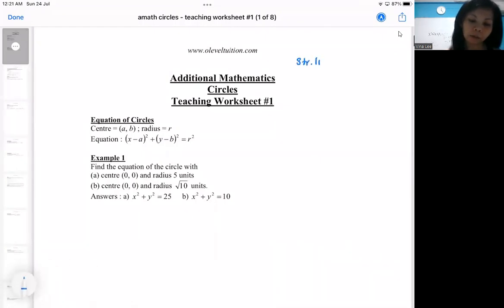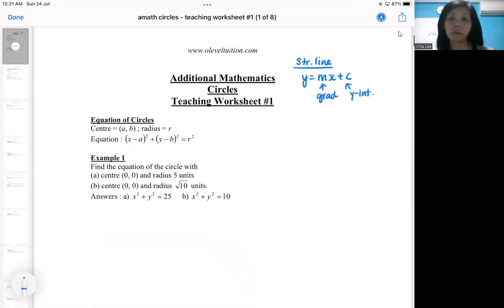When we talk about the equation of a straight line, the format will be mx plus c. This is the part that tells the gradient, and this is the part that tells the y-intercept. So these are the features of a straight line equation. Same thing, there will be features for circles. The thing that identifies circles will be the center.